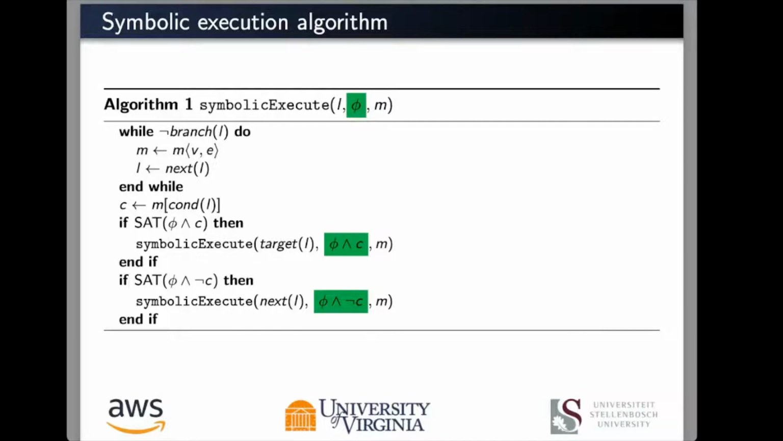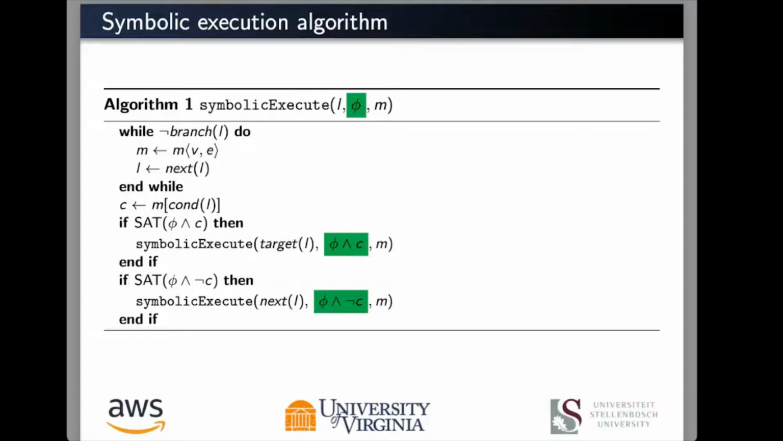And so the way that this works is when you call symbolic execute at a particular line or location in the program with a particular path condition phi and state of memory m, then the first while loop just simulates the execution of a sequence of statements by updating the memory and advancing the control location until it reaches a branch.